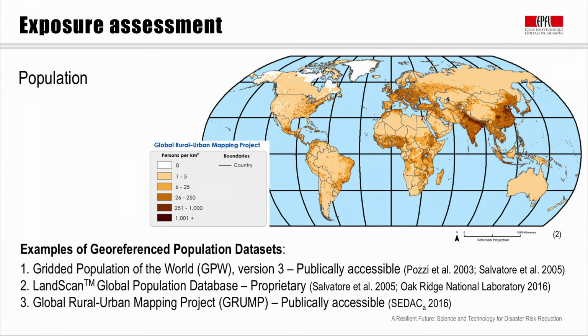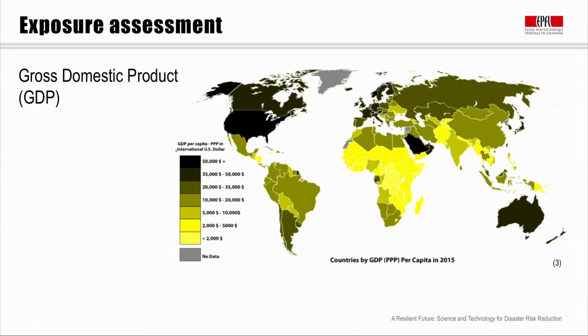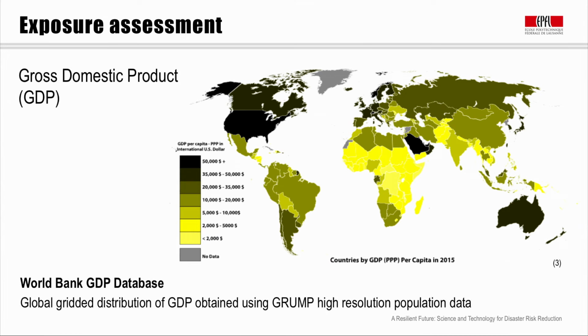Finally, the Global Rural Urban Mapping Project, GRUMP, combines the GPW with census and satellite data in order to build higher resolution gridded population data of urban and rural areas. Exposure can also be expressed in terms of the gross domestic product. The World Bank created a global gridded distribution of GDP using GRUMP high-resolution population data. It includes the subnational gross regional product where available.